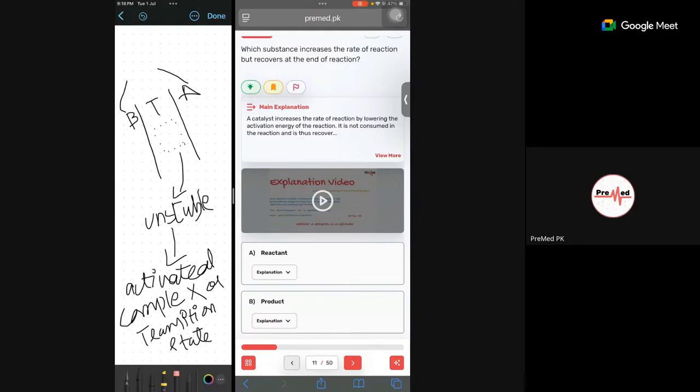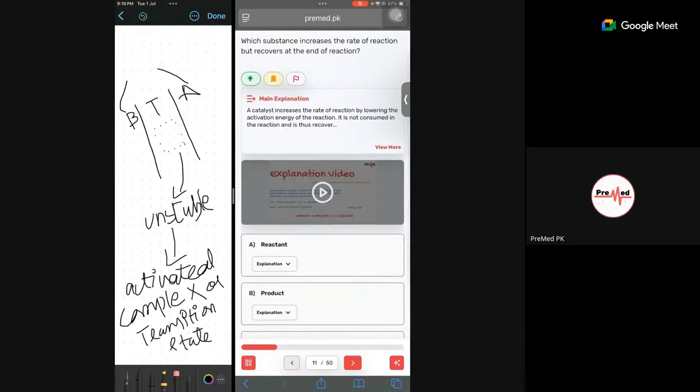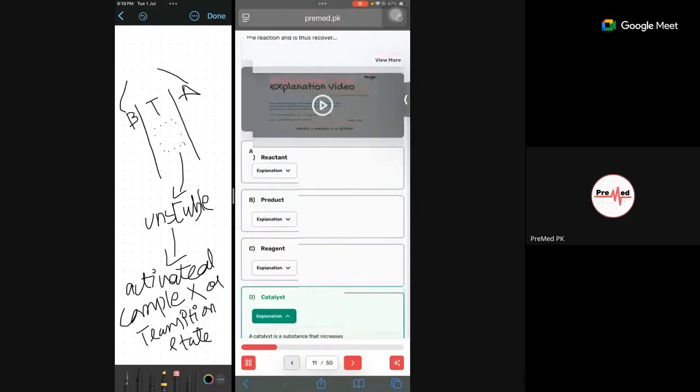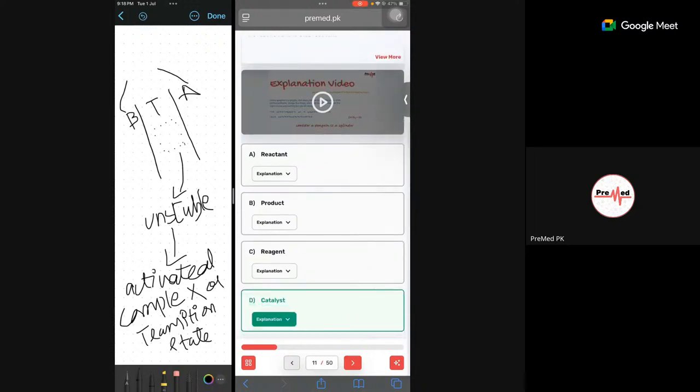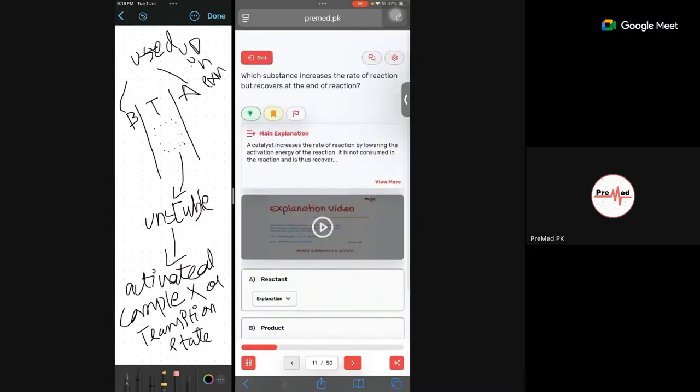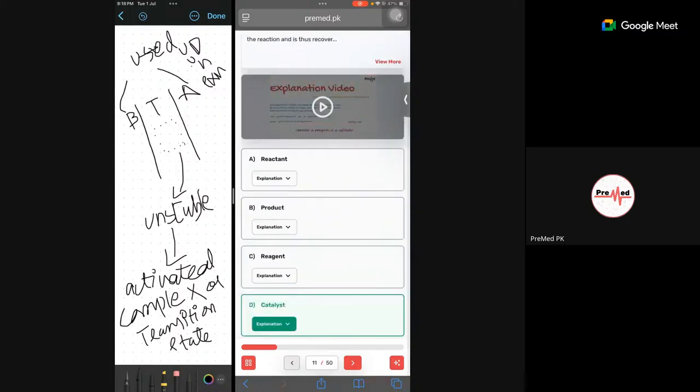Which substance increases the rate of reaction but is recovered at the end? Well, as I told you, with that particular way of doing the MCQ, options A and B are incorrect, just take them out. Now, what are the relevant options? We have the catalyst and the reagent. A reagent is something that is used up in the reaction, and a catalyst is something used to speed up the reaction and is not used up in the reaction. So the correct answer is the catalyst.